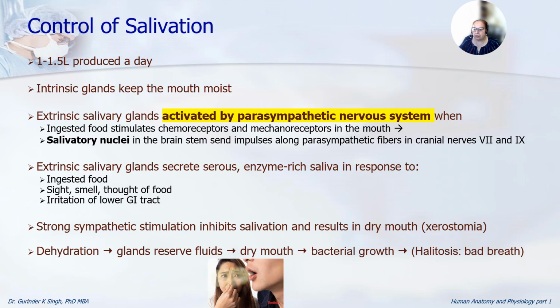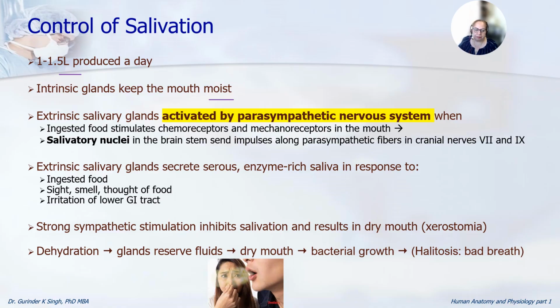All right, so let's discuss the control of salivation, how our body produces this saliva. Typically in one day, your body produces anywhere between 1 to 1.5 liters of saliva, and this is produced by the intrinsic glands, which will keep the mouth moist. The extrinsic salivary glands, which are paired salivary glands like the parotid, sublingual, as well as the submandibular, are activated by the parasympathetic nervous system.